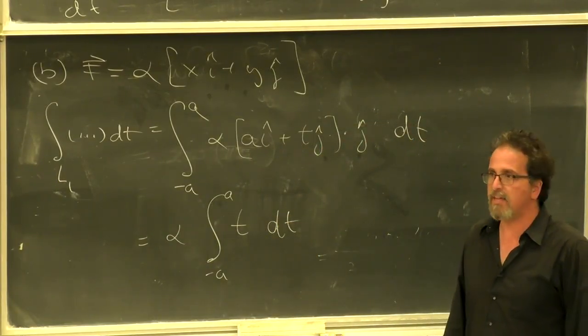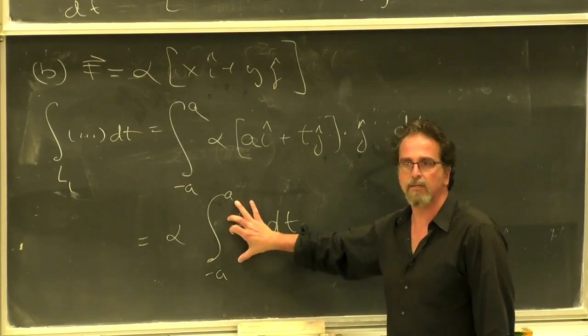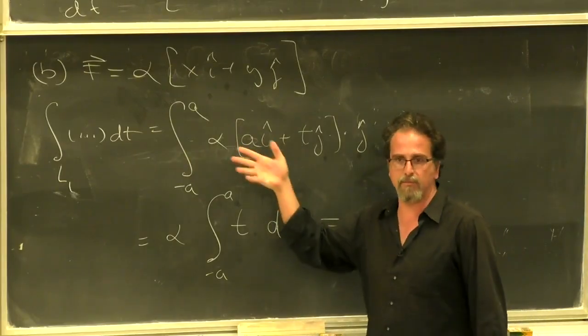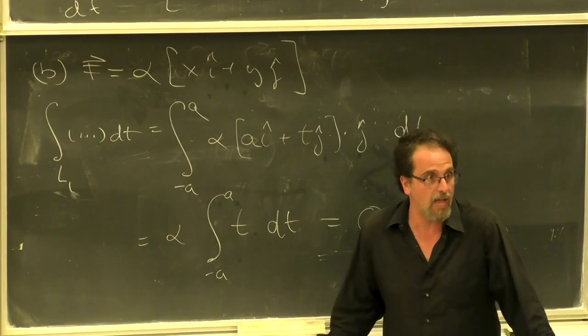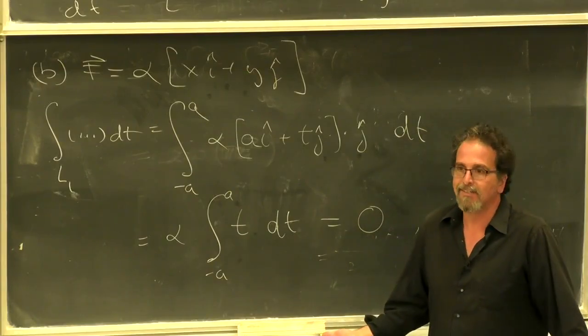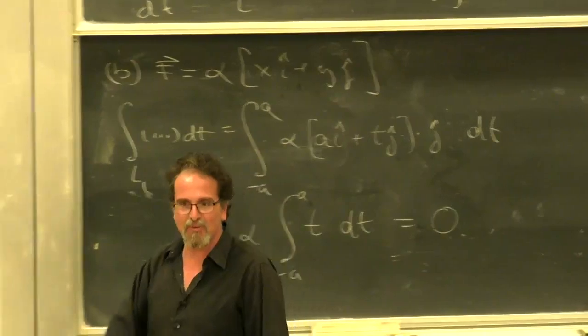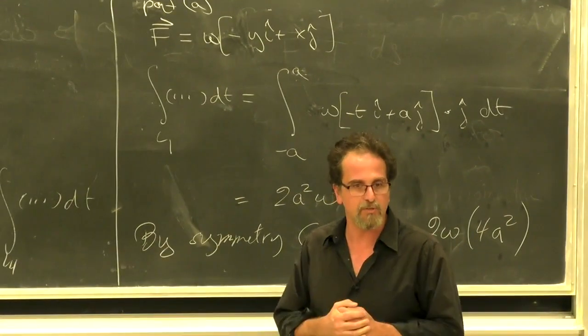And that's 0, because this is the integral of an antisymmetric function over a symmetric domain. And so this is 0. Or you can just show this as t squared over 2 evaluated at the upper bound minus t squared over 2 evaluated at the lower bound. They cancel out. It's 0. So the integral over line 1 is 0. The integral over line 2 is 0. 3, 4 is 0.